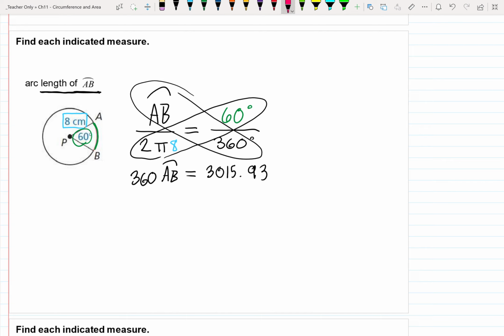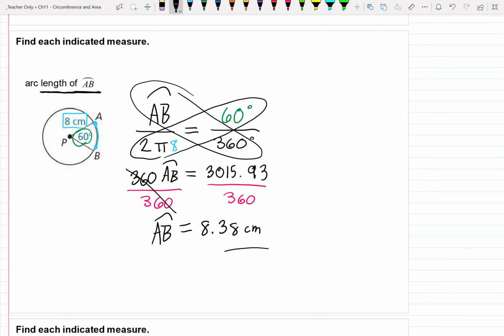Then our only step from here would be to get AB by itself. We'll divide by 360 degrees on both sides. So 360 cancels, and I'm left with the length of AB equals 3015.93 divided by 360. This is 8.38. And then our unit was centimeters. So the length of that arc, the distance from A to B, is 8.38 centimeters.